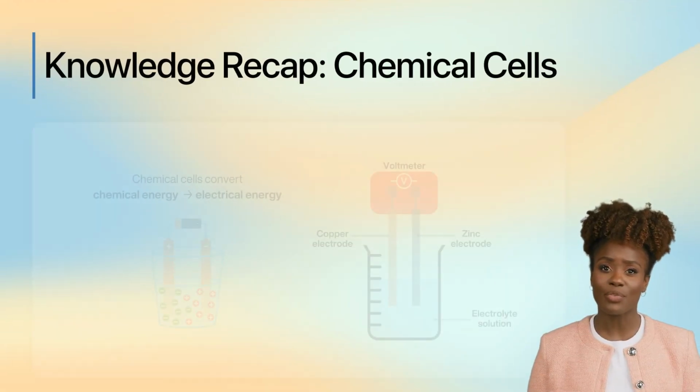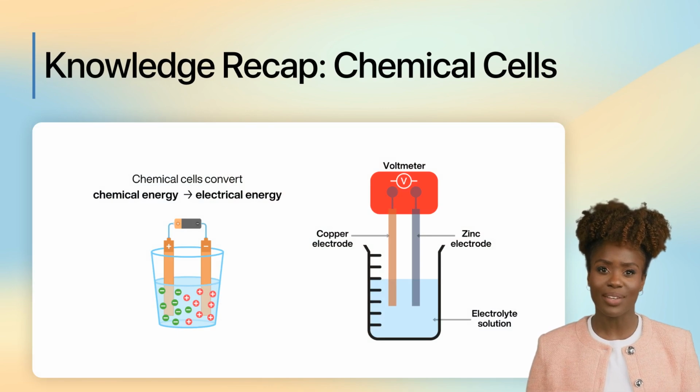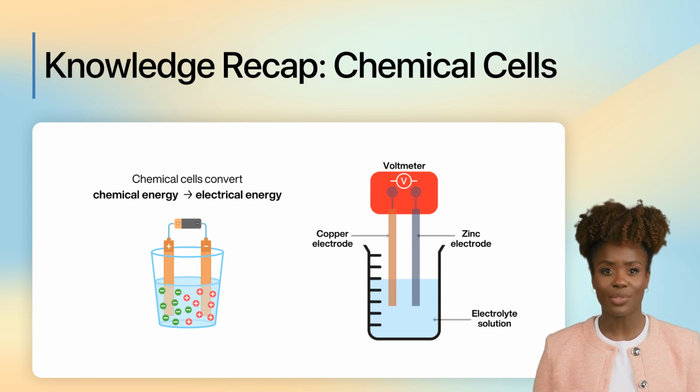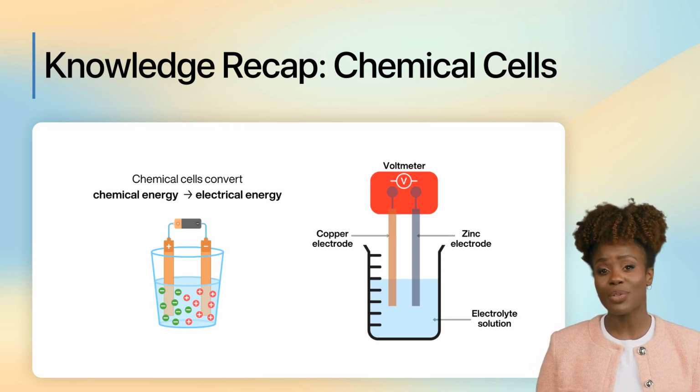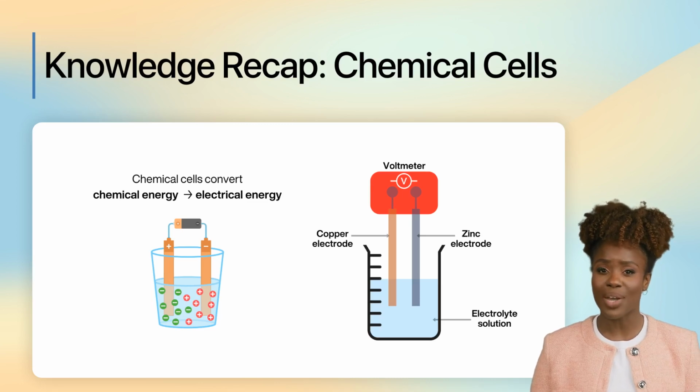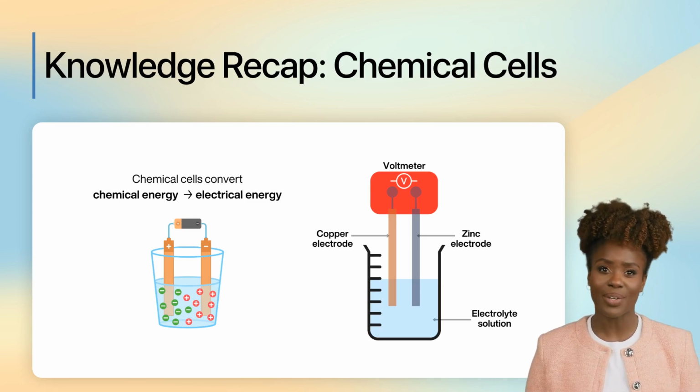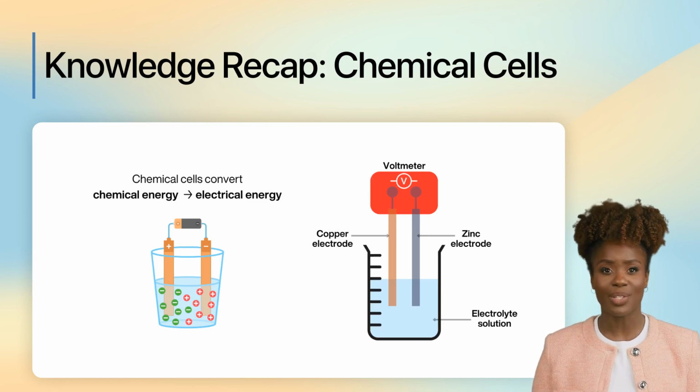So far, you've become familiar with how chemical cells work. You know that a chemical cell converts chemical energy into electrical energy by using two electrodes and an electrolyte. Building on this foundation, we will enhance our chemical understanding by exploring why the voltage produced by a chemical cell varies depending on the metals used as electrodes. Let's get into it.